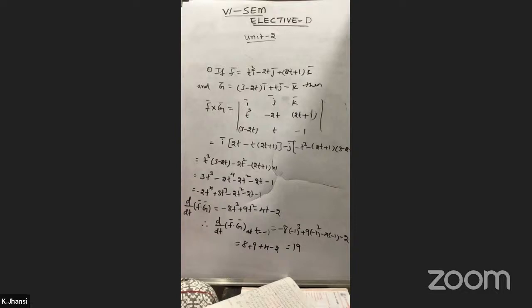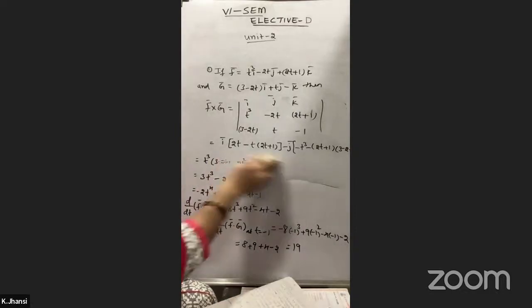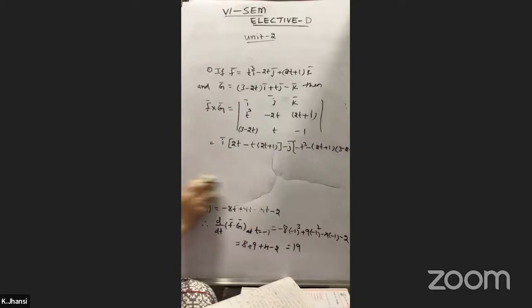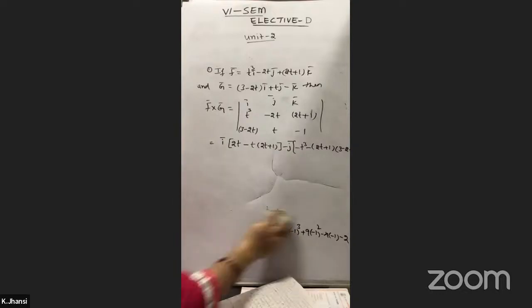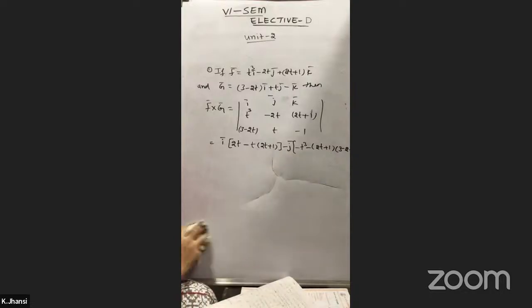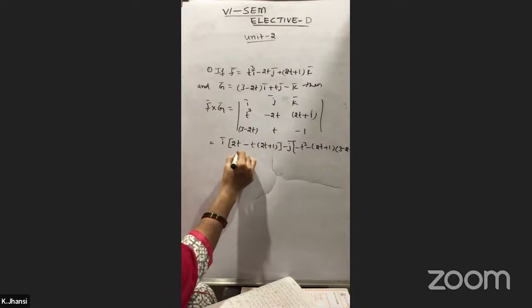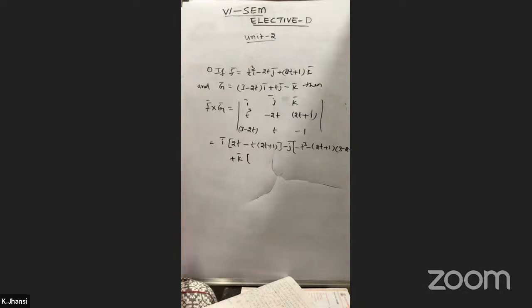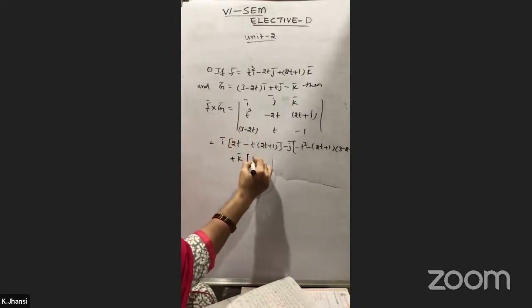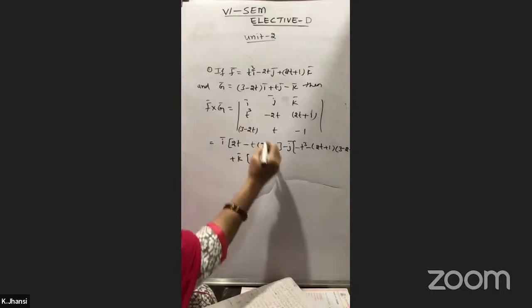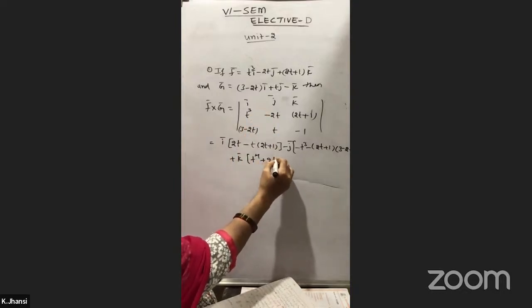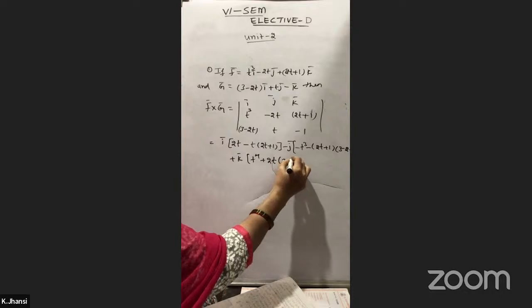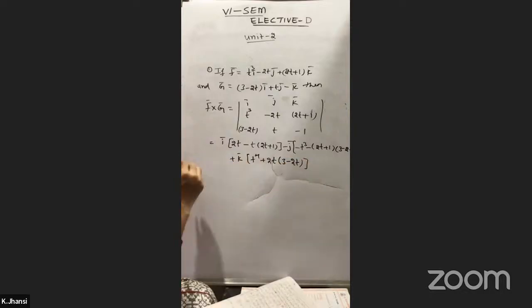Now for k, plus k into, what we have for k: if we eliminate the third column and the first row, t into t cube means t to the power of 4, minus of minus is plus 2t into 3 minus 2t. Now you have to simplify this.